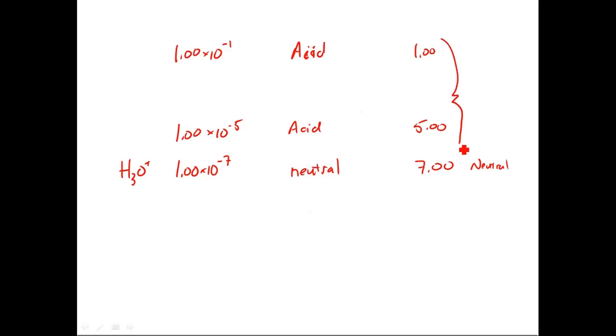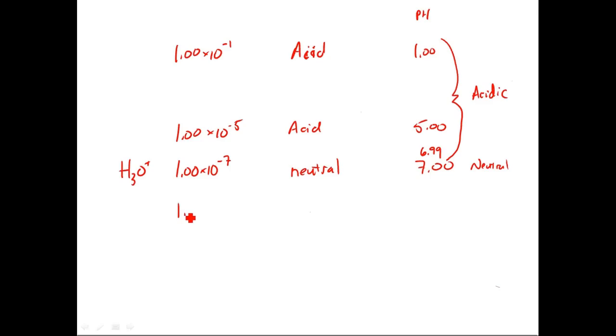All of this, all the way up to 7.00, is acidic. So if you can memorize that 1 to 6.99 is acidic, you're golden for pH values. Okay, these are pHs. Neutral is 7.00.